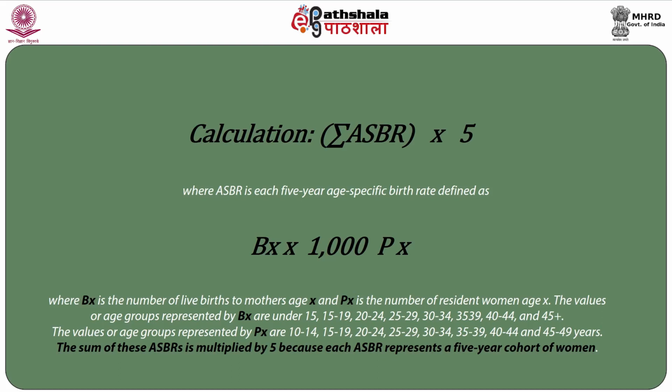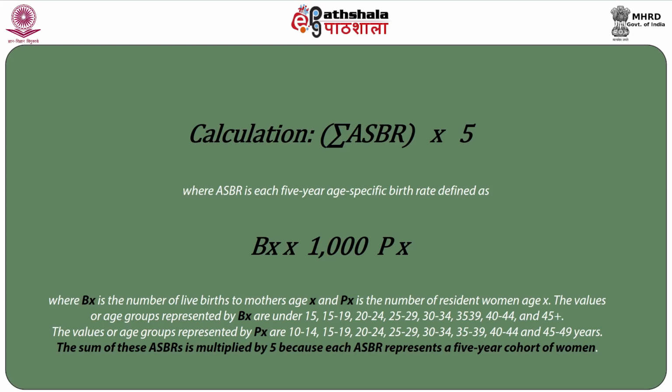which is usually defined as BX multiplied by 1000 over PX, where BX is the number of live births to mothers age X and PX is the number of resident women age X. The values of age groups represented by BX are under 15 to 19 years, 20 to 24 years, 25 to 29 years, 30 to 34, 35 to 39 years, 40 to 44 and 45 plus years.